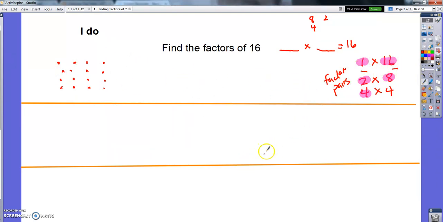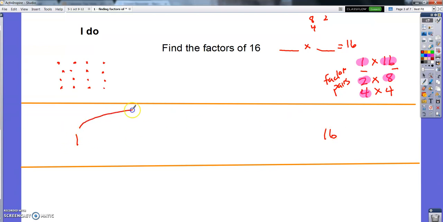Here's another one. What I like to do sometimes if I'm trying to find the factors of 16, or of any number, is I always know that 1 times that number are going to be 2 of the factors. That's kind of automatic. I can always do 16 times 1. So there's always going to be those 2 factors.